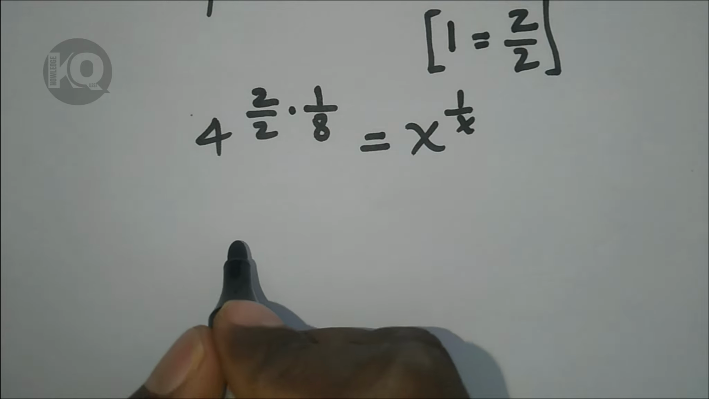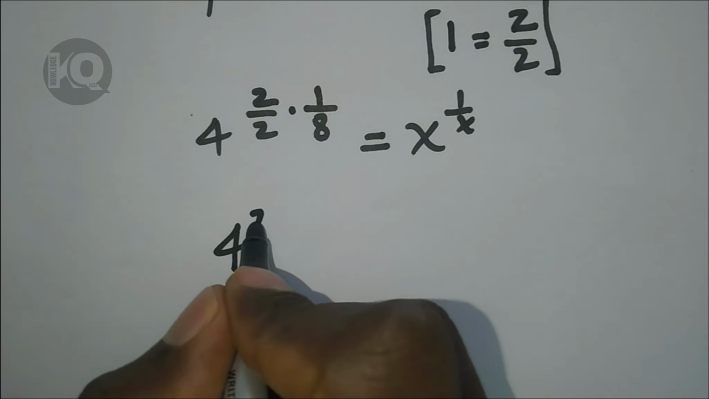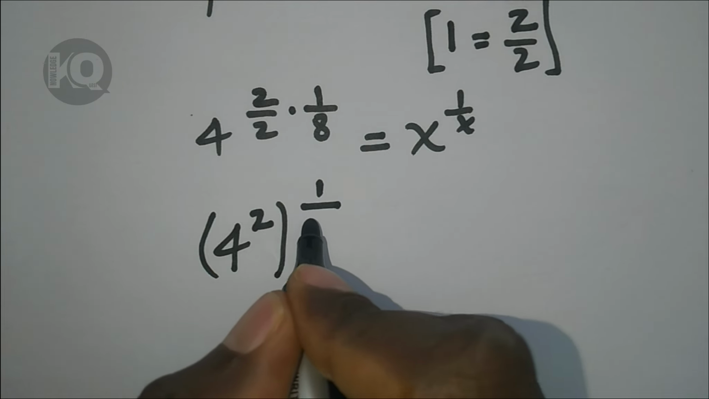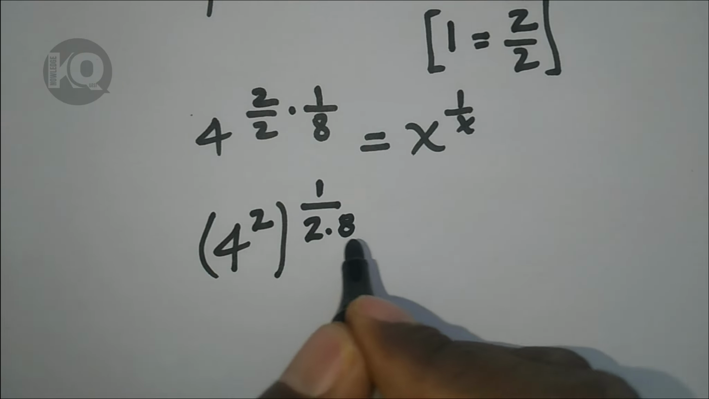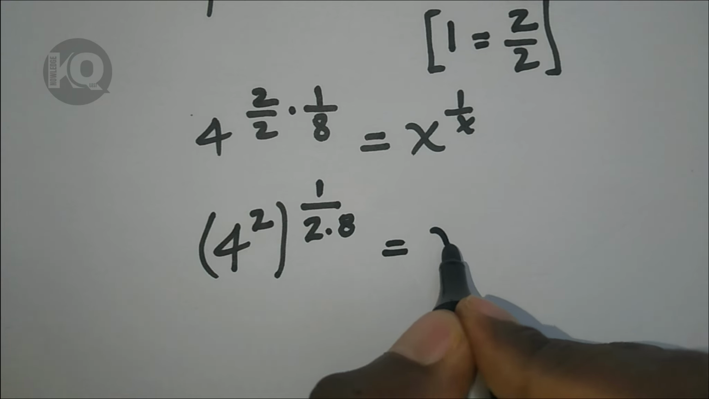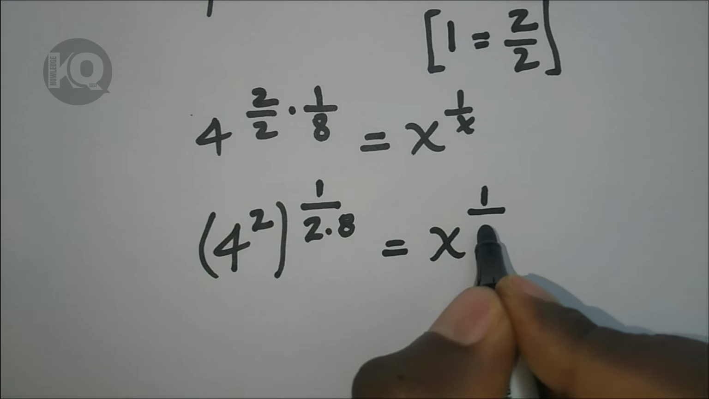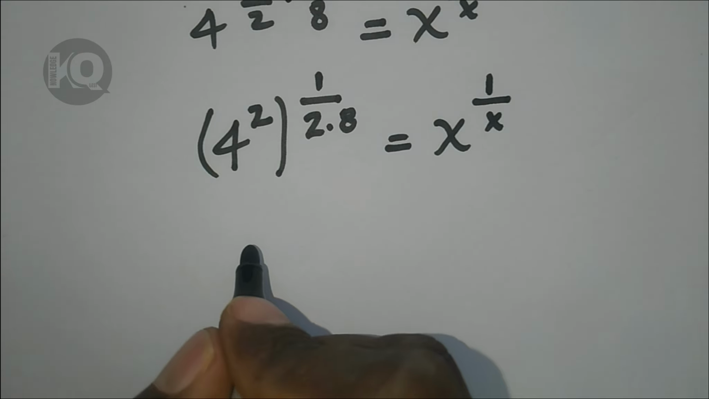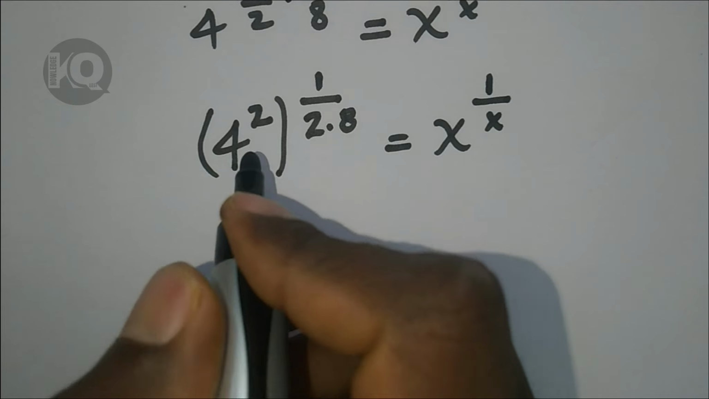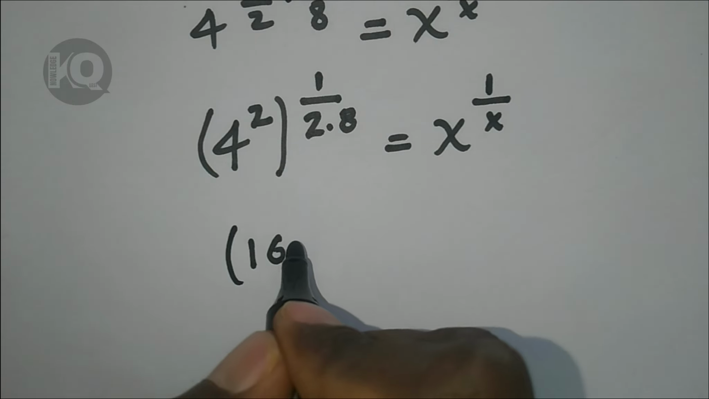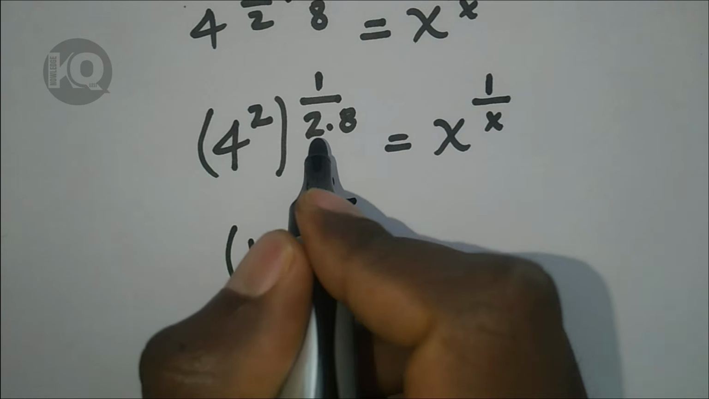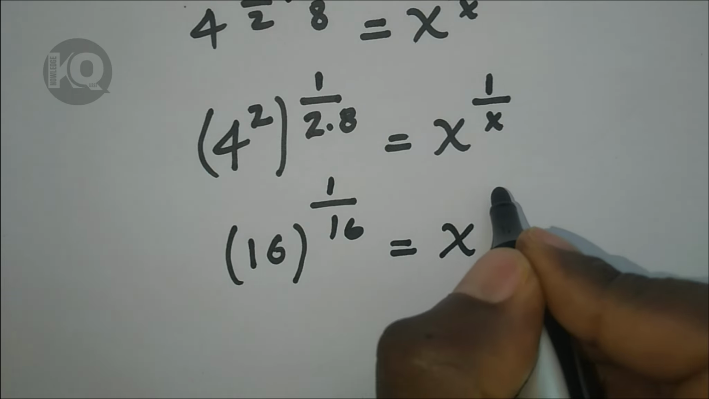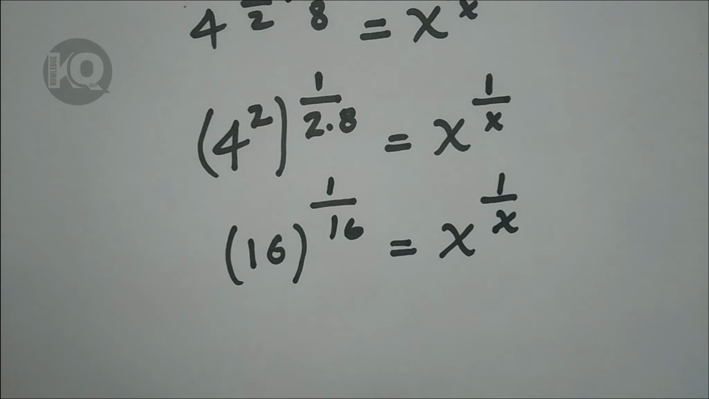Now this can be 4 to the power of 2 times 1 over 2 times 8, which equals x to the power of 1 over x. Now this will be 4 squared is 16, to the power of 1 over 2 times 8 is 16, which equals x to the power of 1 over x.